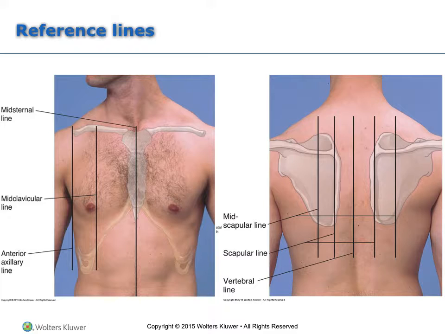The posterior reference lines include the vertebral line, the scapular lines, and the mid-scapular lines. And you'll notice that the location further along in the slideshow, when we review the auscultation landmarks for listening to lung sounds, would be you would be placing your stethoscope between the scapular line and the vertebral line. And that would allow you to hear lung sounds without them being obscured by the scapula bone.